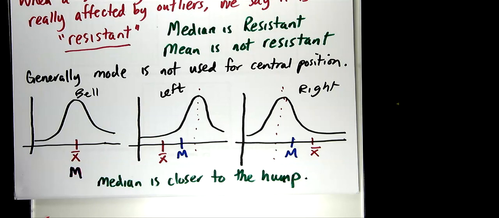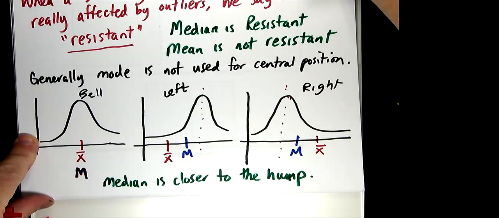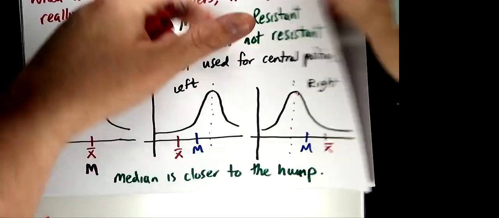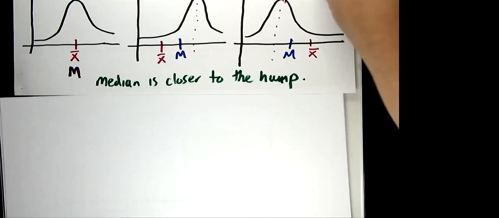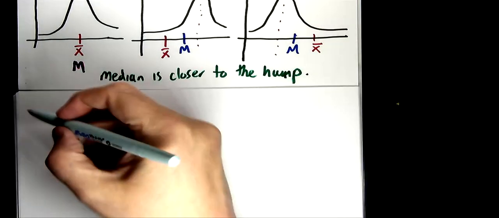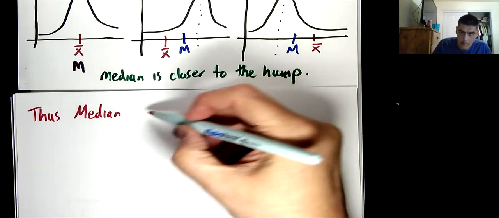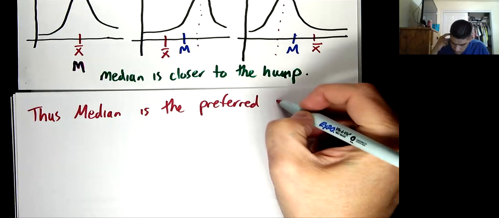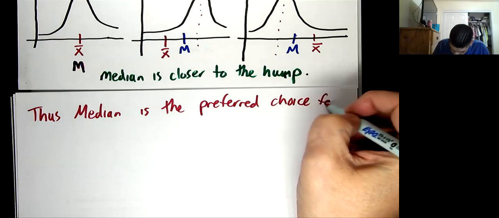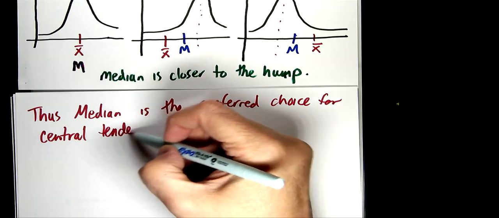So median is our preferred choice. Median is the preferred choice for central tendency, because it works on all of them.